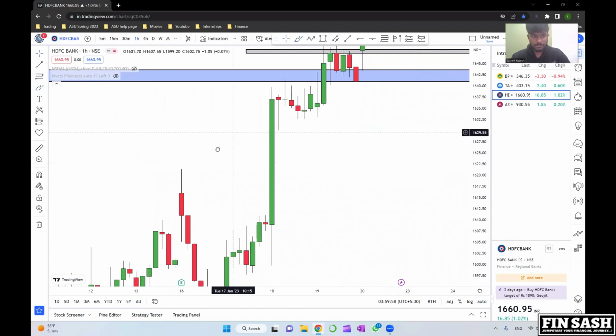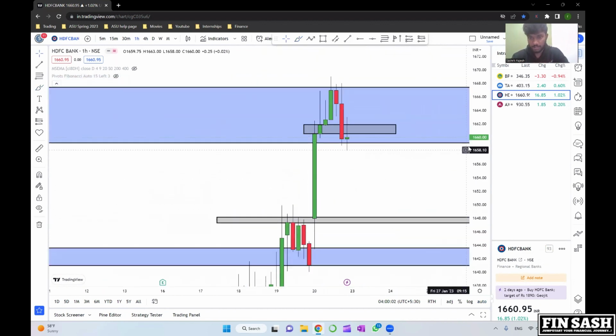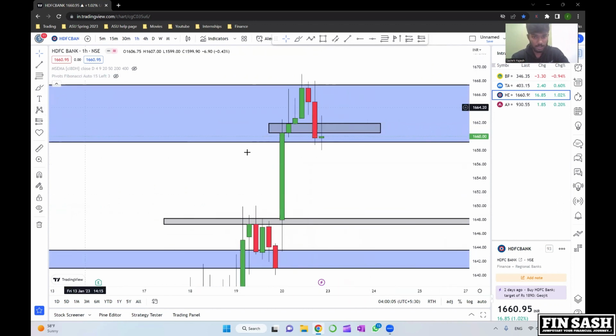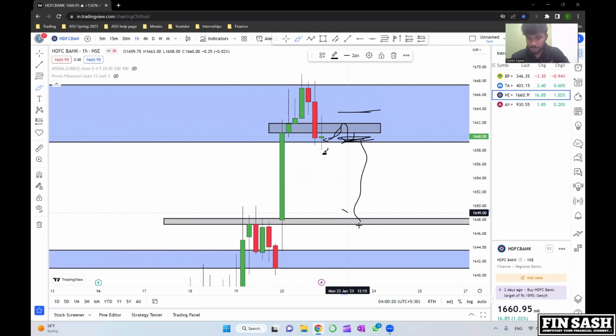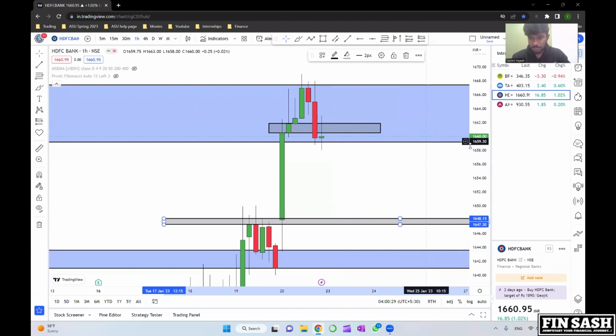So HDFC is already a good short trade to take, but again, imagine it opens somewhere here or here, once it goes back here and gives me a red candle in a 15-minute time frame, I would take up a trade here, keep my stop loss about this, and my first target can be this, and my second target can be this, right? So you guys can copy the levels really quick.